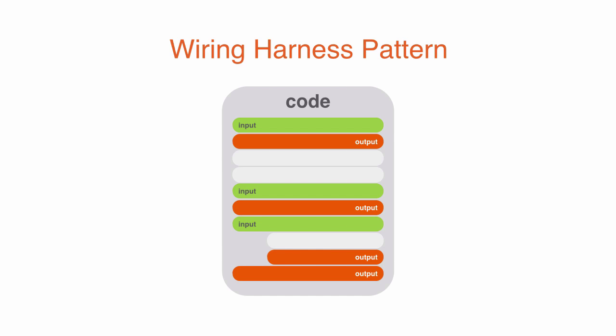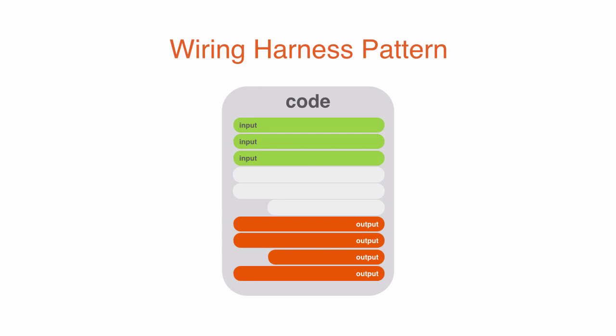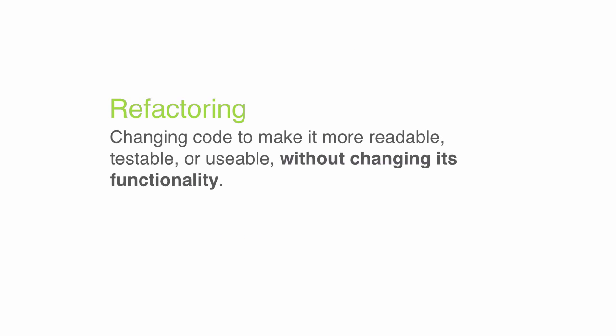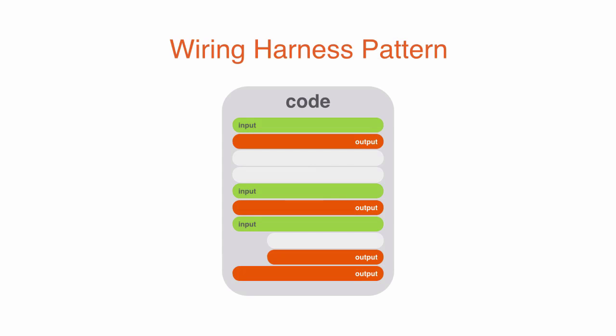Remember, the wiring harness pattern is all about getting our code in the right order: inputs, actions, outputs. Now it looks like all we need to do is start moving lines around, but obviously that's going to cause some problems. We want to refactor here, and that means being careful not to change or break the existing functionality. To reorganize this code, we're going to need to break it up a little bit.